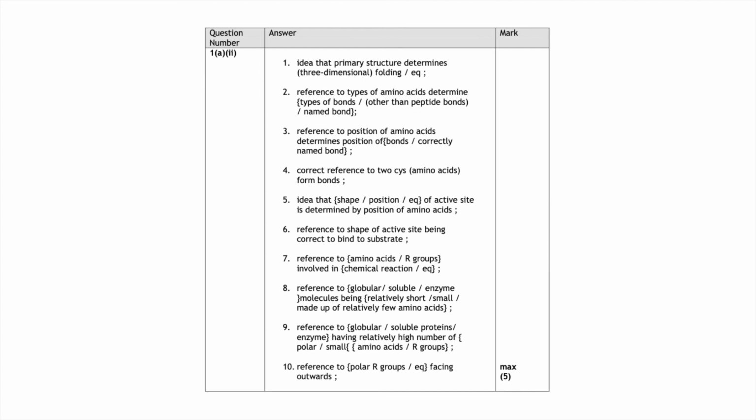I'm just going to pick out 5 example points that you could include in your answer, like mentioning that it's 3-dimensional folding and that the types of amino acids determine types of bonds, so these bonds would be hydrogen and disulfide. Linking it to enzymes, you could say the position of the amino acids determines the shape of the active site. For a further point, you could say the active site has to be the correct shape to bind to the substrate. You could also mention the fact that it's globular or soluble.